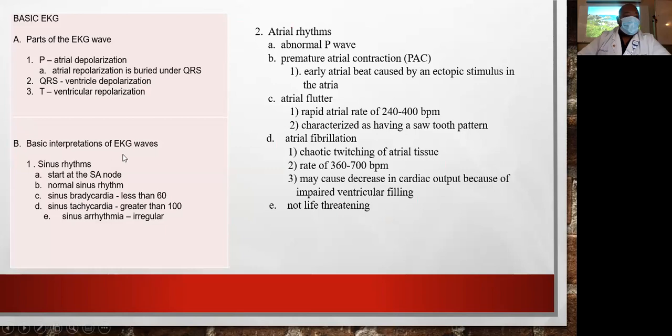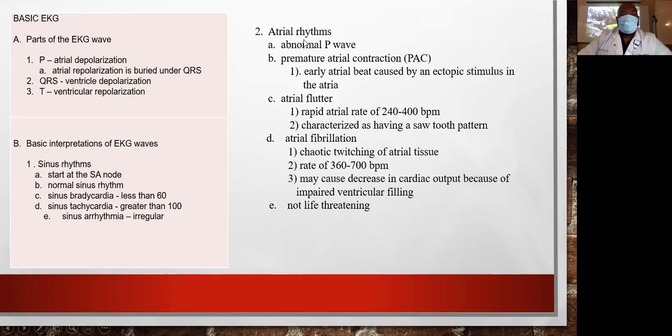Oh, all right, the parts of the EKG, I just told you those. Basic EKG waves, you have sinus rhythms. The sinus rhythms, remember, start with the SA node, right? They're normal. They go through their normal motions. They have all the parts. If it's sinus, it has all the parts. It can be normal sinus rhythm, which is 60 to 100. It can be sinus tachycardia, which is over 100, or sinus bradycardia. It has all the parts, but it's not at least 60 beats per minute, right?